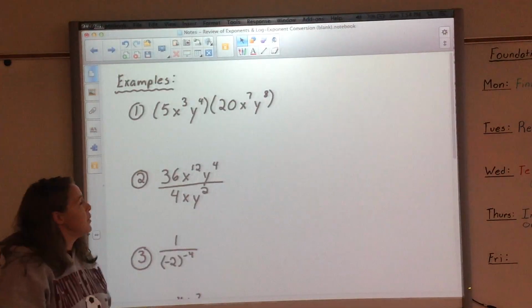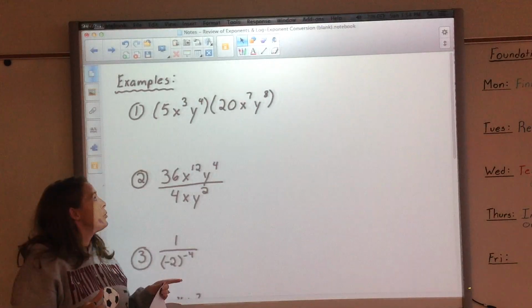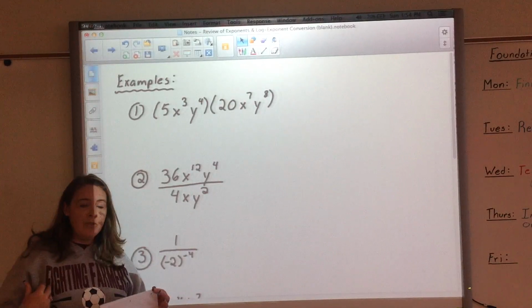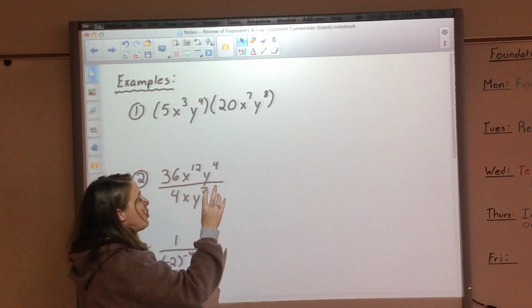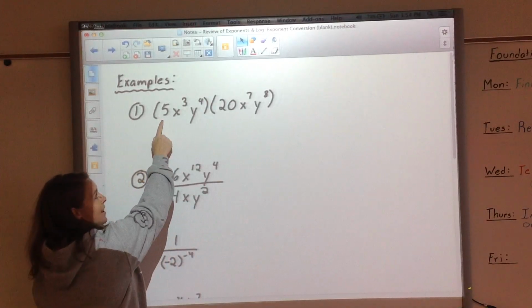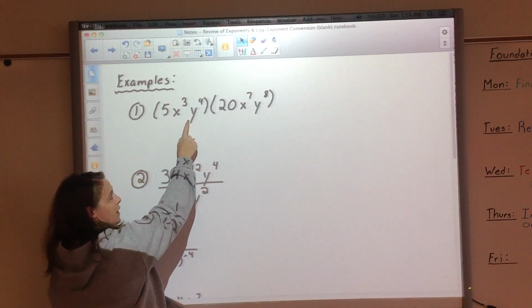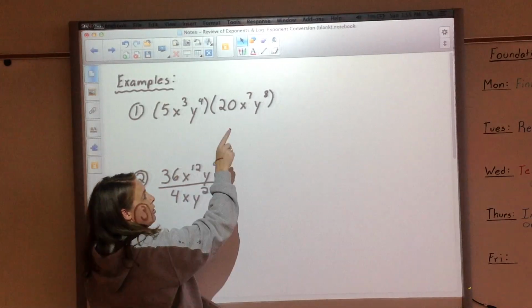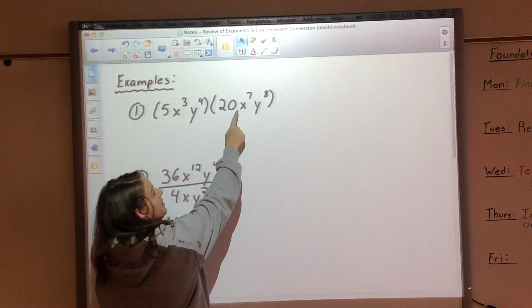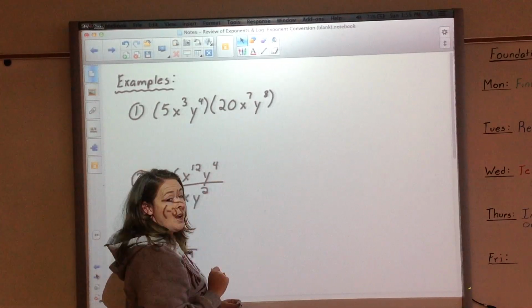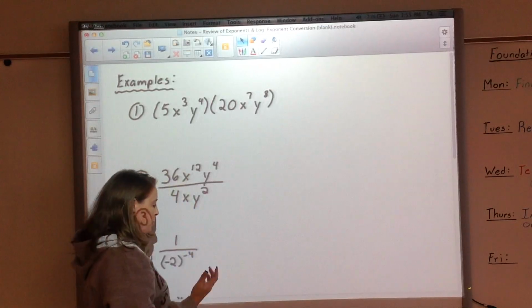Okay, in this first example, we have two things being multiplied together. So we need to look at each of these as kind of separate things all put together. This is 5 times x cubed times y to the 4th. Then all of that multiplied by 20 times x to the 7th times y to the 8th. So we take these piece by piece.